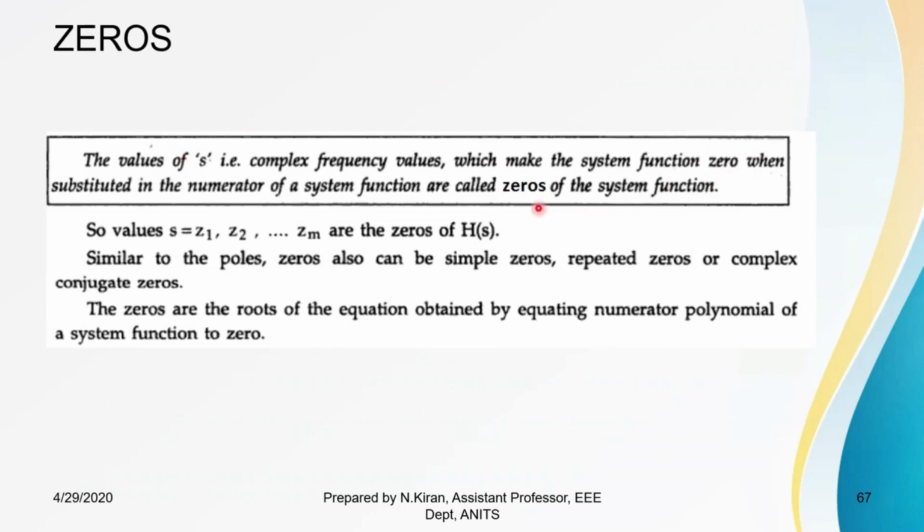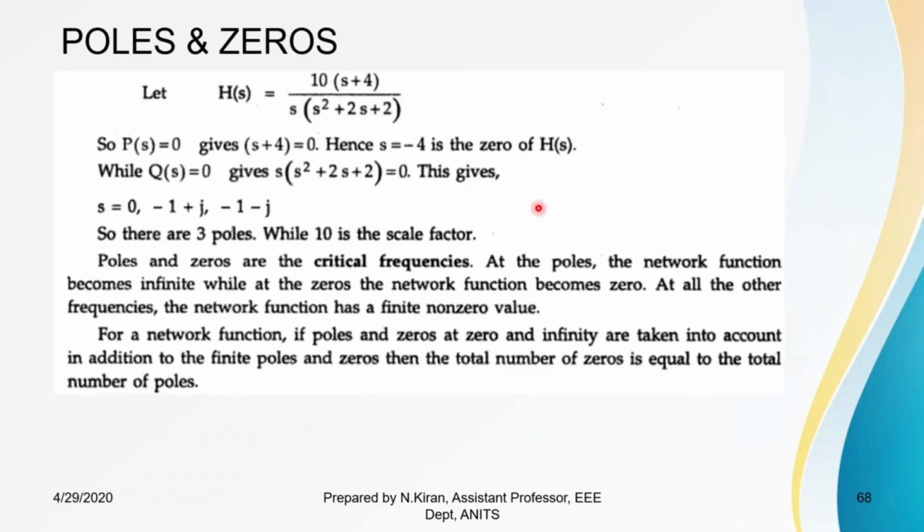So let us see what the significance of these poles and zeros is. Before that, let us try to understand by means of a simple example. If our H(s) is given as 10 into (s plus 4) by s into (s squared plus 2s plus 2), the numerator becomes 0 when s becomes minus 4. The denominator becomes 0 when s is equal to 0, or if I find the roots of this quadratic expression, it will give me minus 1 plus or minus j.